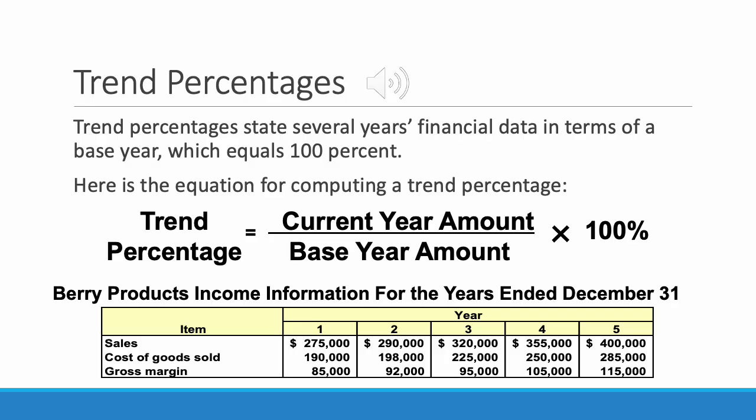So if we're looking at financial statements from 2005 to 2020, 2005 is the base year, and we measure every other year as a percentage of 2005. In this example, you can see the income statement numbers shown as trend percentages.